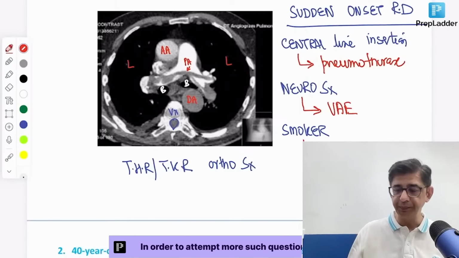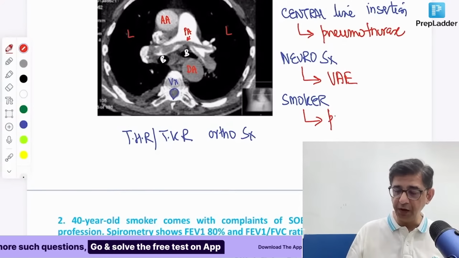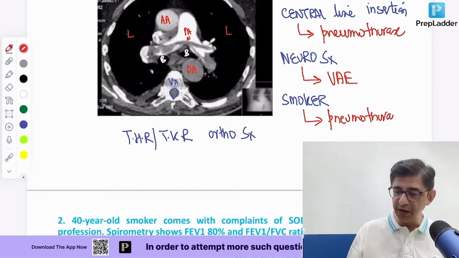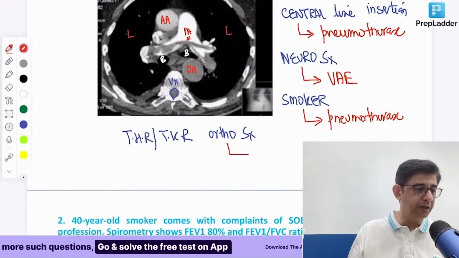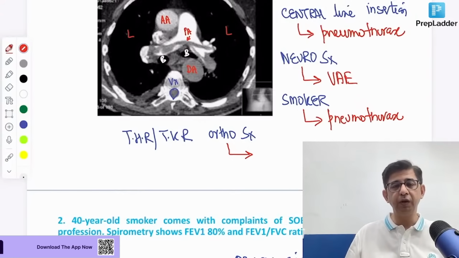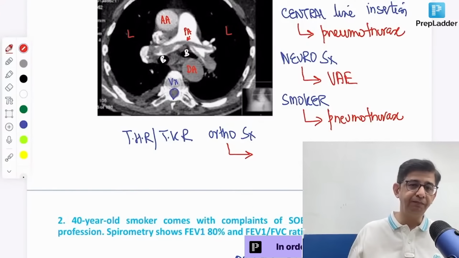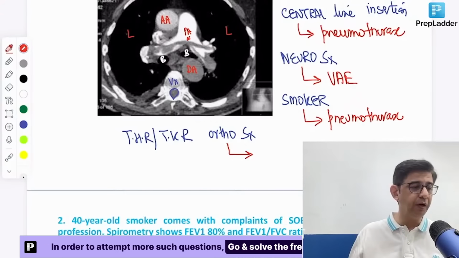Tell me about the cigarette smoker. Cigarette smoker having sudden onset distress, the answer will again be pneumothorax. This time it is rupture of the bulla. It is an emphysematous bulla that will rupture. Yes, spontaneous pneumothorax is a good answer. Waiting for the fourth one. Orthopedic implant surgery. Patient underwent total knee replacement. If I say anything more, the answer will become obvious. That is very good, very good.